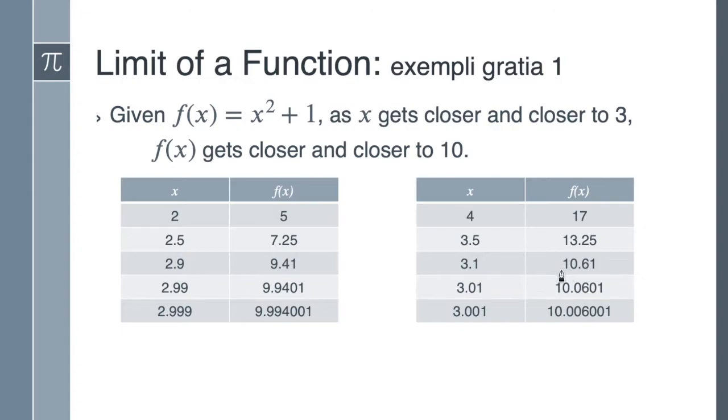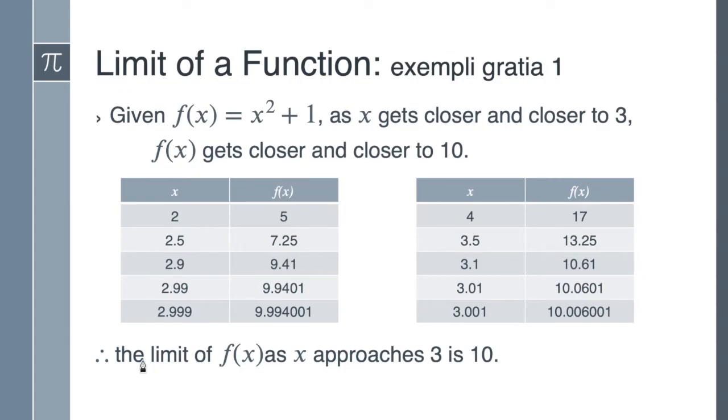As you can see, this becomes 10, and then 10.06, and then 10.006, then 10.000 something, and eventually it will also approach 10. Okay, now from here we can see that the limit, therefore we can say that the limit of f of x as x approaches 3 is 10. In symbols, this is how we write it.